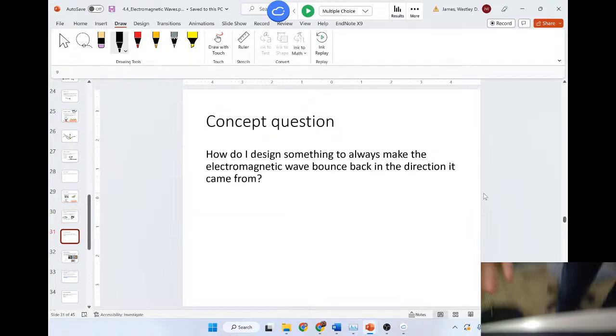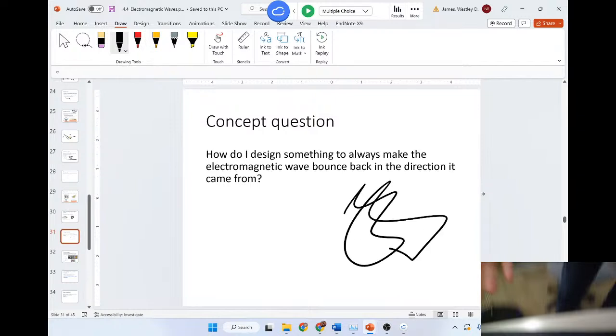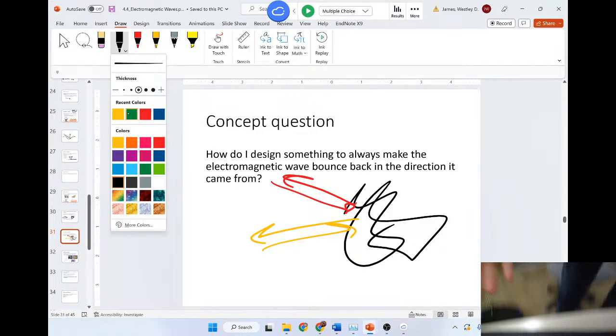Whatever. Another kind of fun question. This one doesn't have a clicker question. How can I design something to make a wave always bounce back in the same direction it came from? So I have some magical object, I'll make it all squiggly, that if a light ray comes in, it goes back the same way. No matter which way it comes in, it comes back in the exact same direction that it came from.